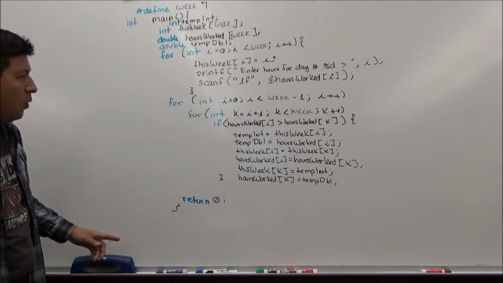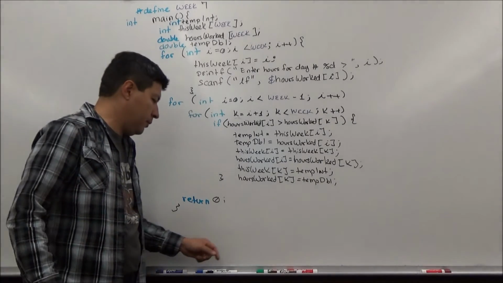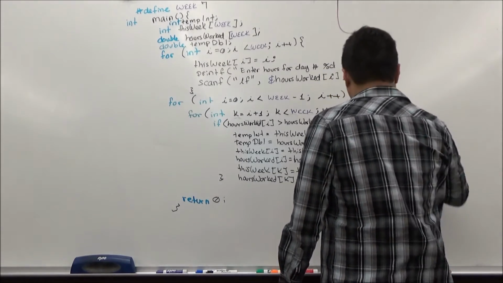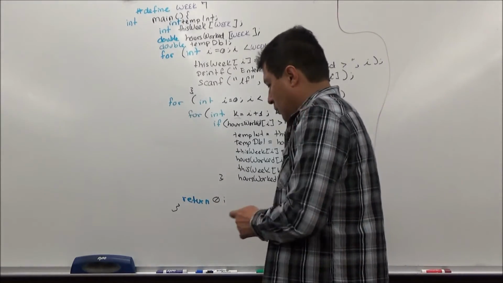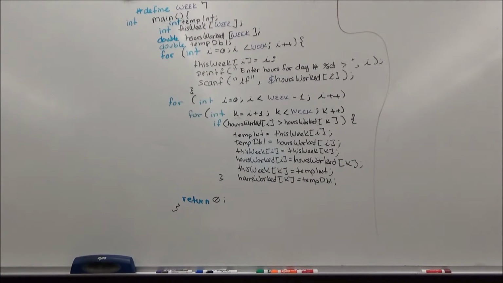So if I want to know what day, so do this. So if I want to know what day was the one with less hours, all you gotta do is look at the first element of the array.